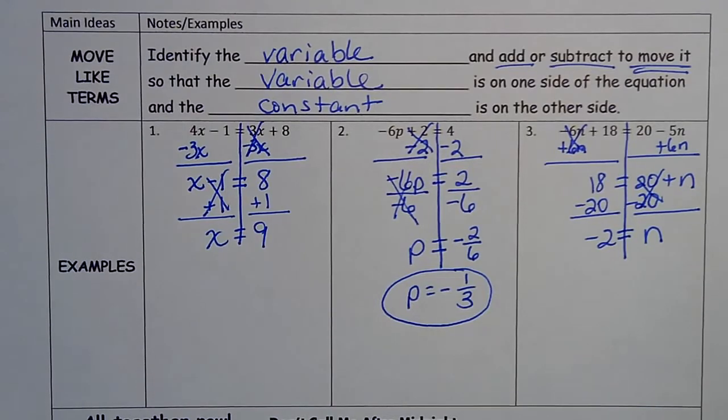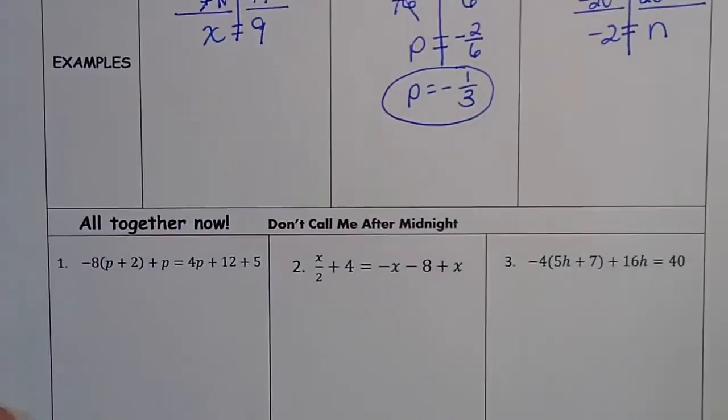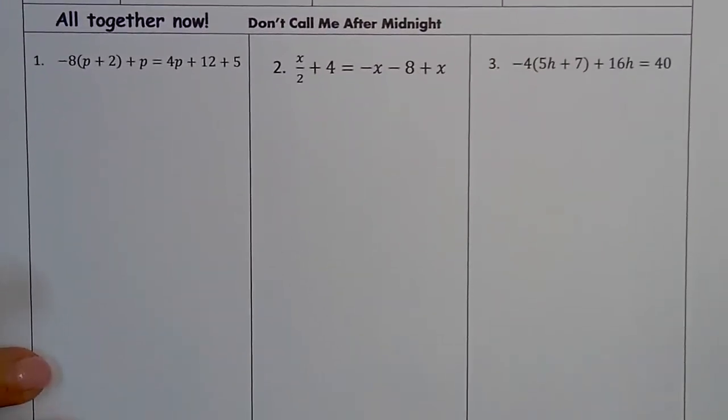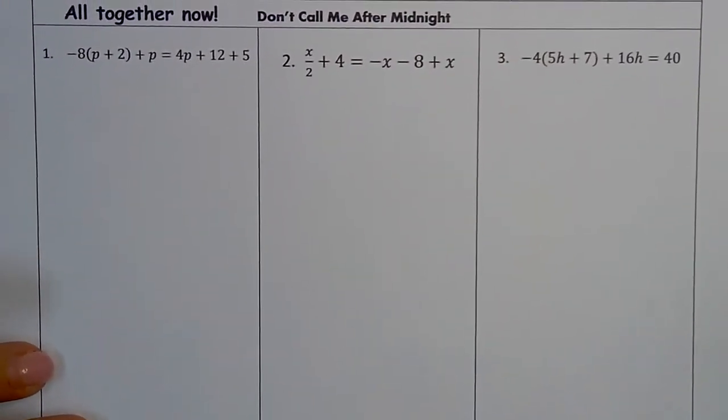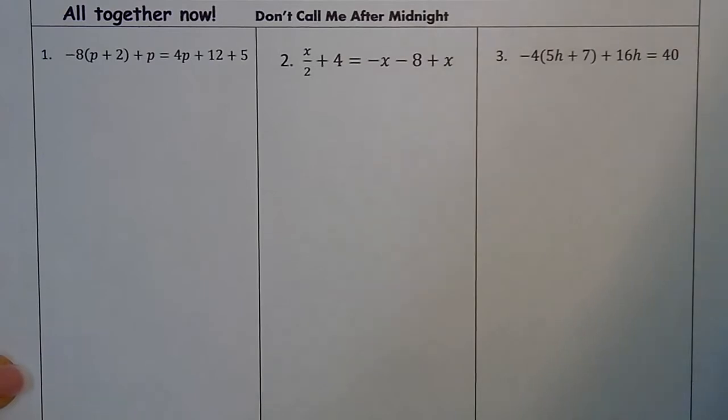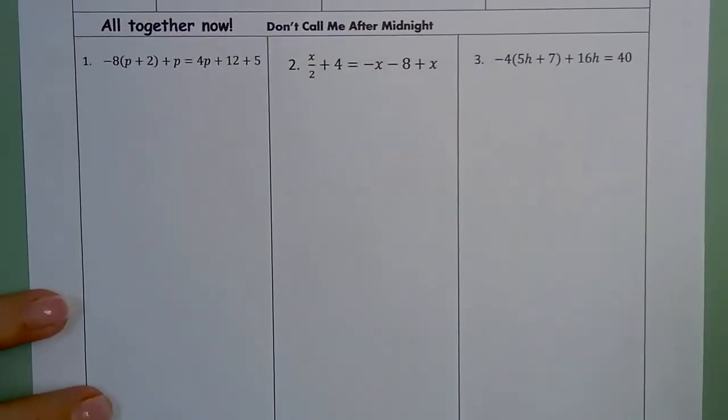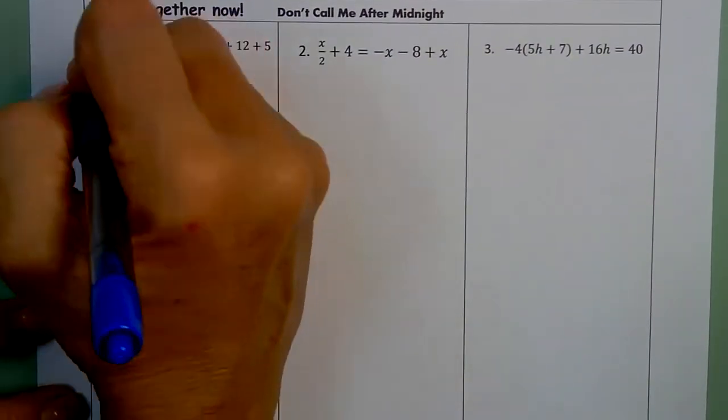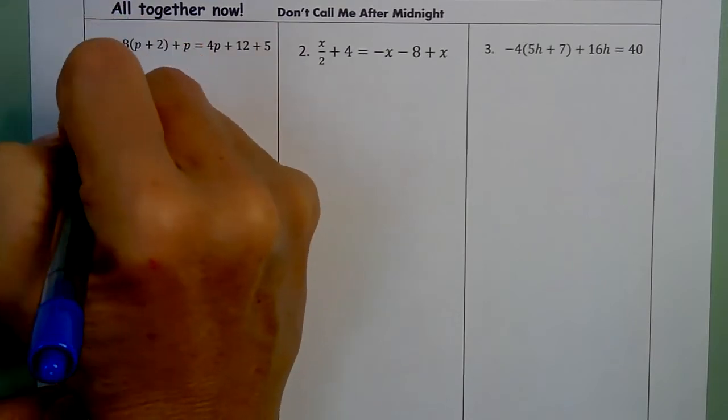All right, so we now have used all of the last 3 steps. To move like terms, we need to add, subtract, and then multiply or divide to get the variable all by itself. So let's do it all together now. Don't call me after midnight. So first thing I'm going to do is make a checklist so that I make sure I'm following all of the steps.